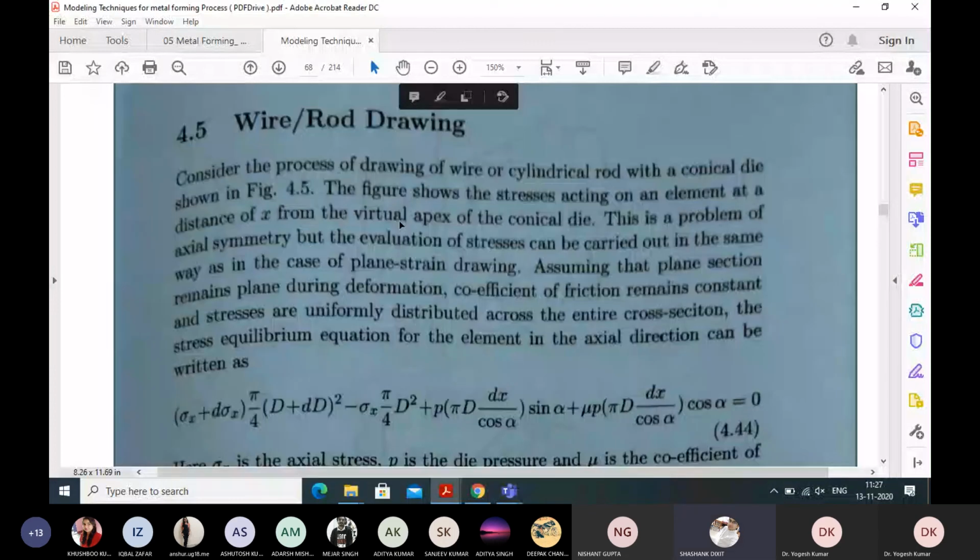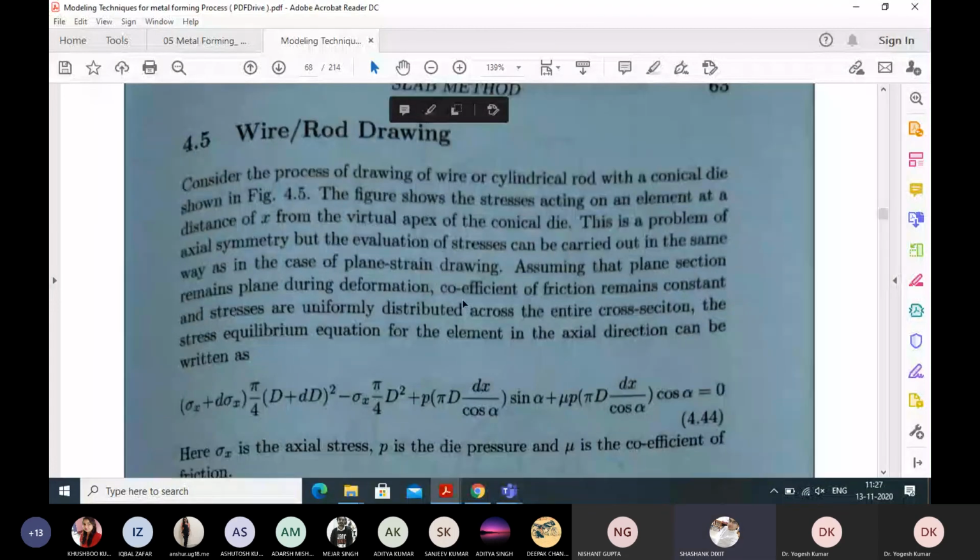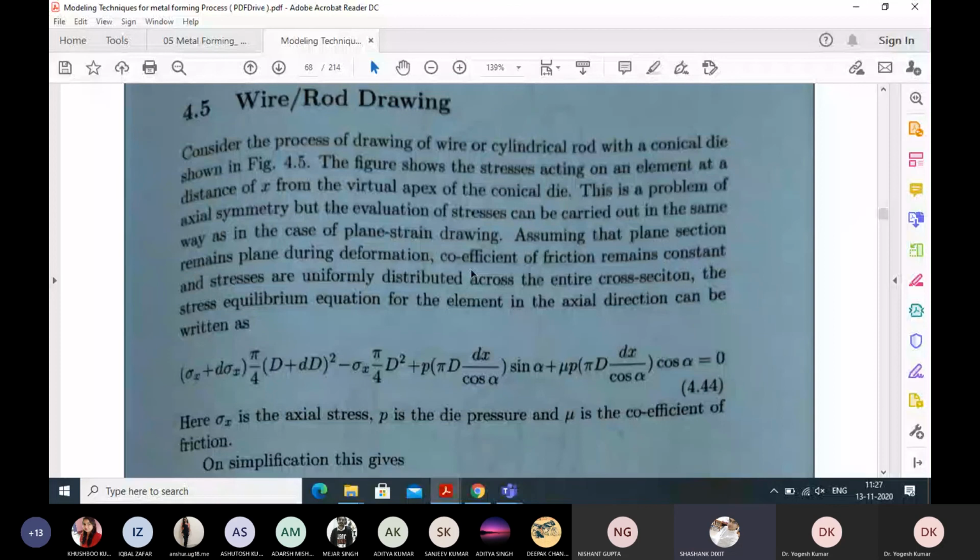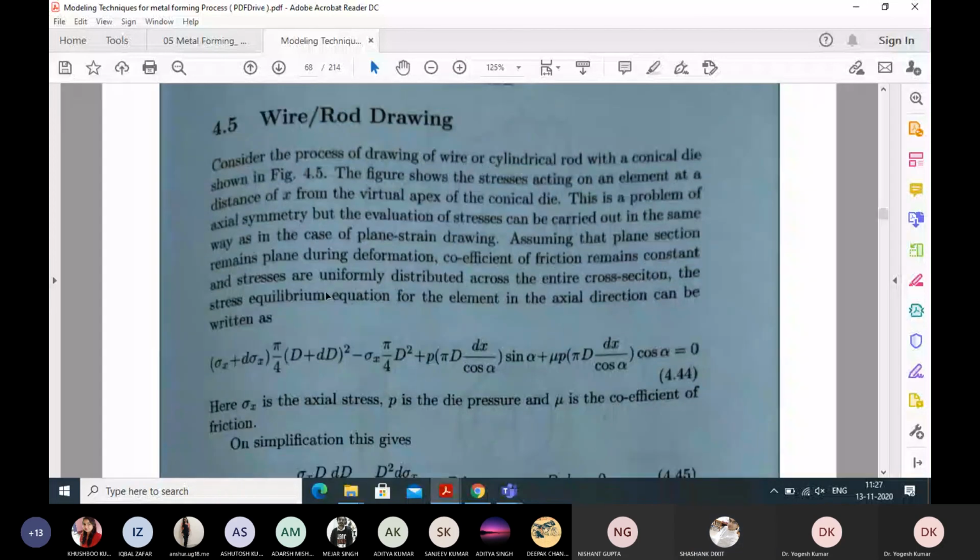So what I will do, I will not discuss the other processes, because now you must have some idea of how to apply this slab method. You have to simply select some strip, and simply do the force equilibrium in this strip. So you can apply this method in wire drawing also.